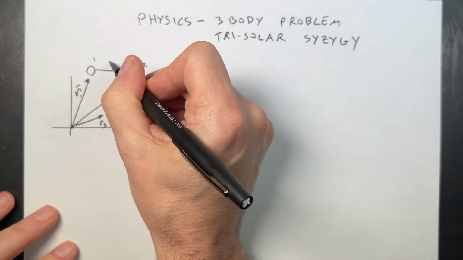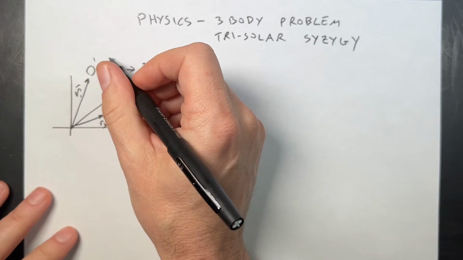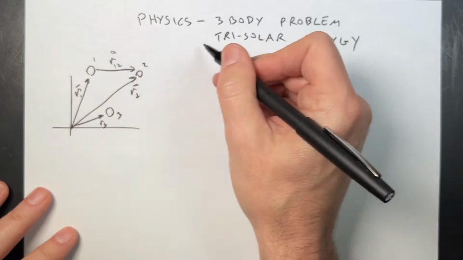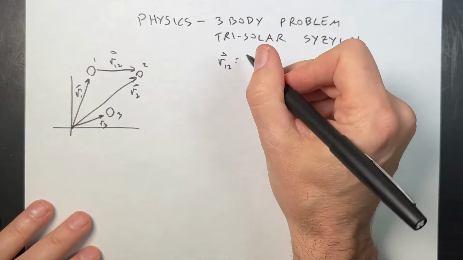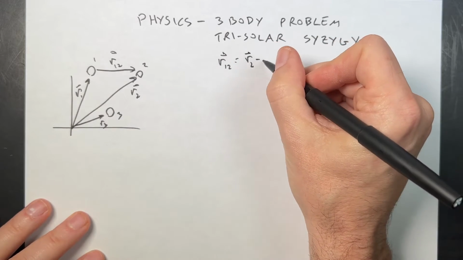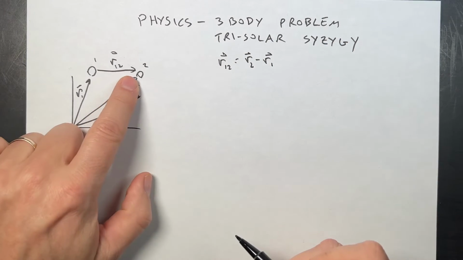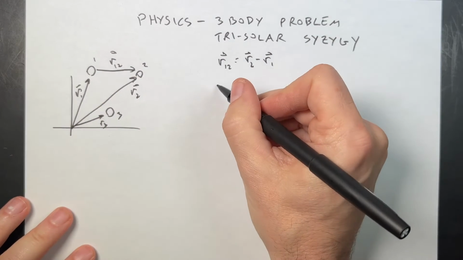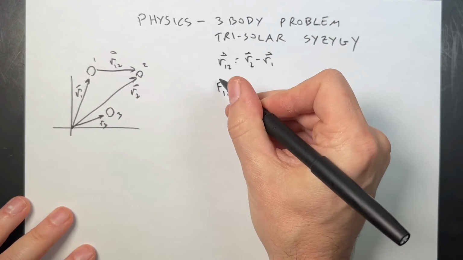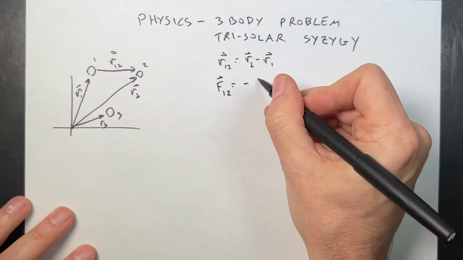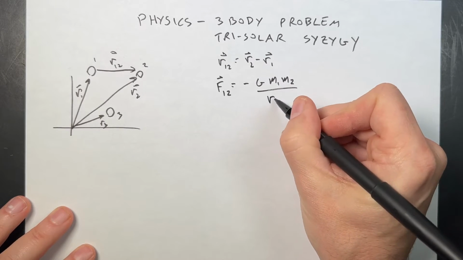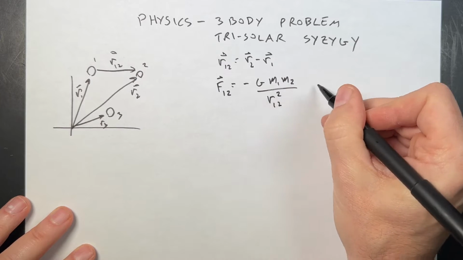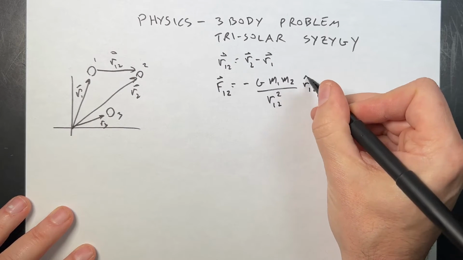I'm going to draw this vector, R12. R12 is the vector from 1 to 2. So that's actually R2 minus R1. Now I can calculate the gravitational force on 2. I'll call that F12. F12 is going to be negative G M1 M2 over R12 squared R12 hat.